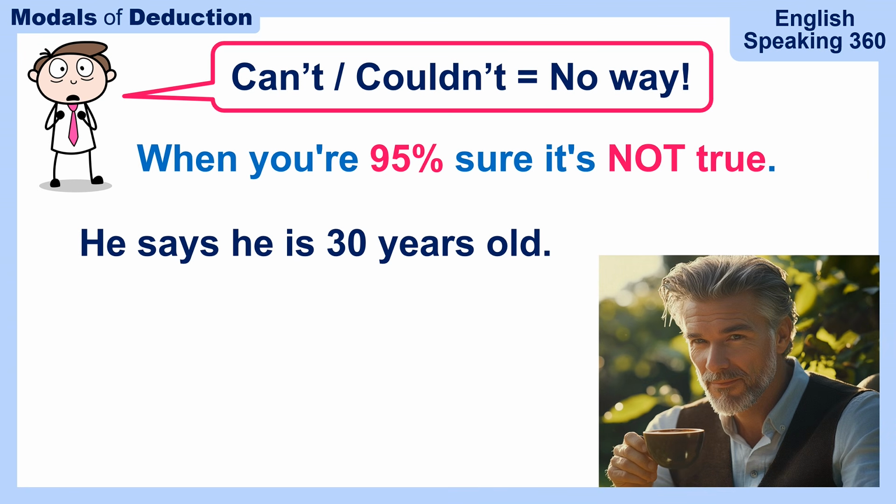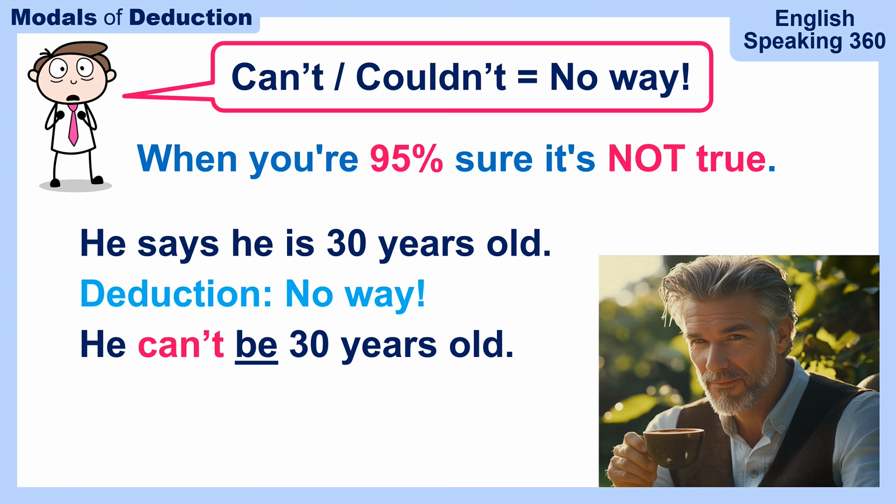He says he is 30 years old on his Tinder profile, but your deduction is no way, that guy is not 30 years old, okay? So what can you say? You can say, he can't be 30 years old because you are 95% sure that it's not true. You are only 5% sure that it could possibly be true.